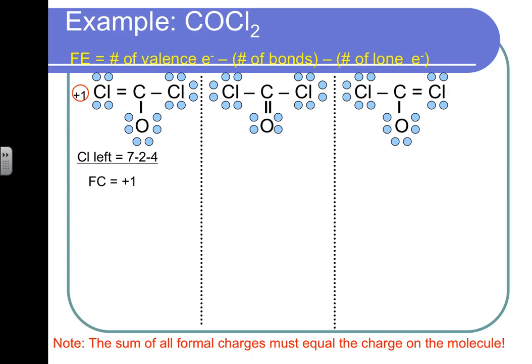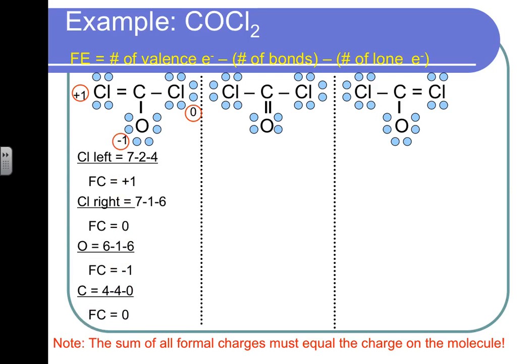Do you kind of get the hang of it here? So we'll continue on to the chlorine on the right side. In this case, same 7 valence electrons, but there's only 1 bond, and it has 6 lone electrons. So the formal charge is 0. Next, how about the oxygen? 6 valence electrons, 1 bond, and 6 lone electrons, which gives us a formal charge of -1. And finally the carbon has 4 valence electrons, 4 bonds, and no lone electrons, which works out to a formal charge of 0.